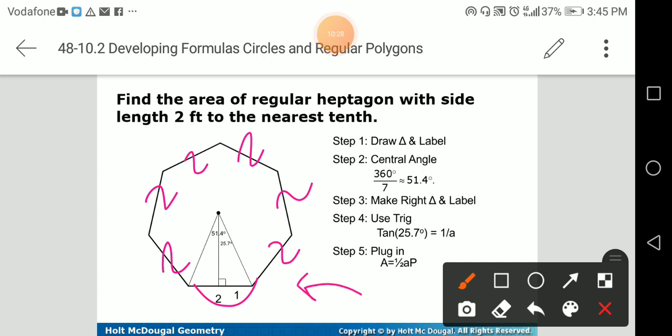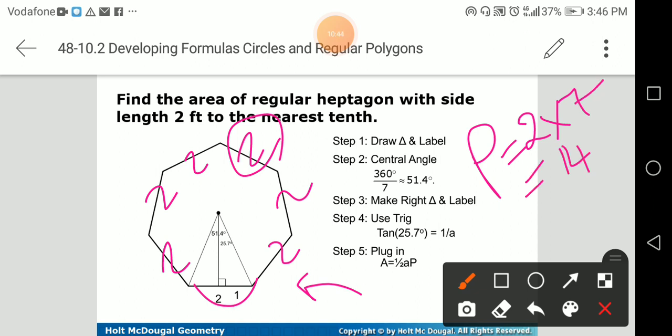This is the heptagon, and I know that we have 7 sides, each side with 2 feet. What about the perimeter? The perimeter is 2 multiplied by 7. We have 7 sides, each side with 2. So the perimeter will be 14. What about the apothem here? What do you think it will be? This is the apothem we've got.